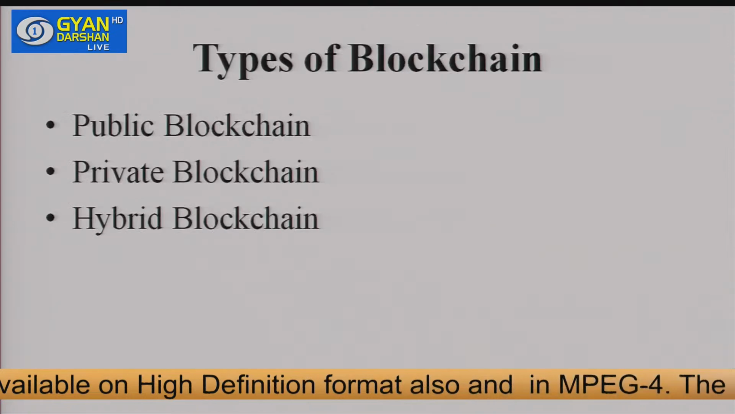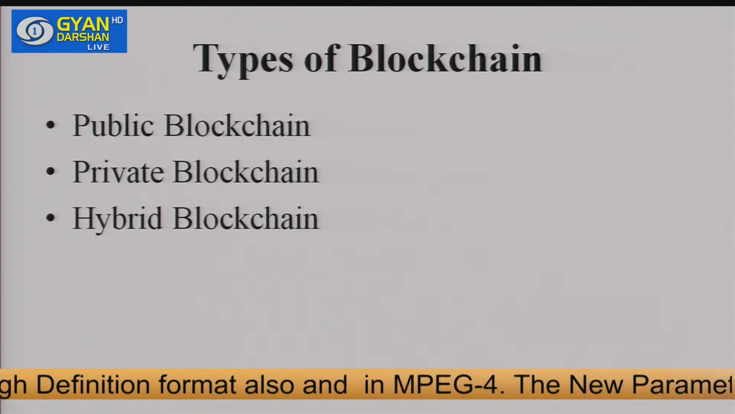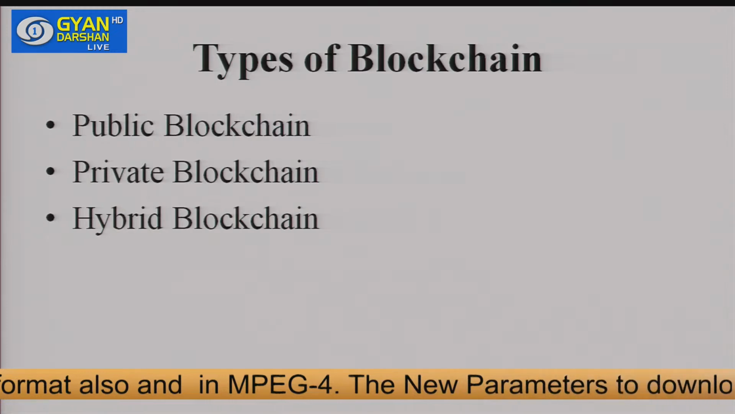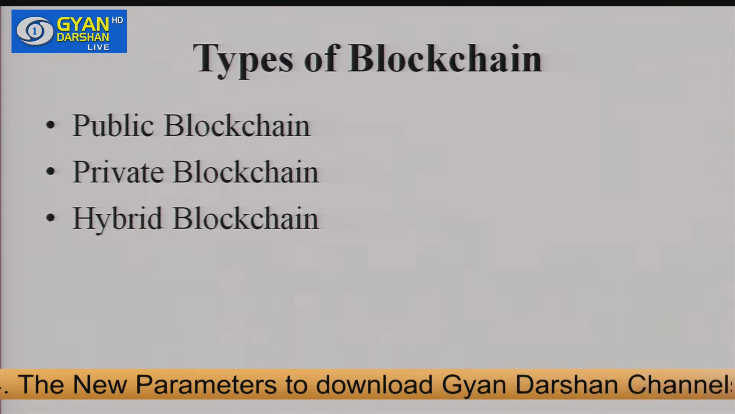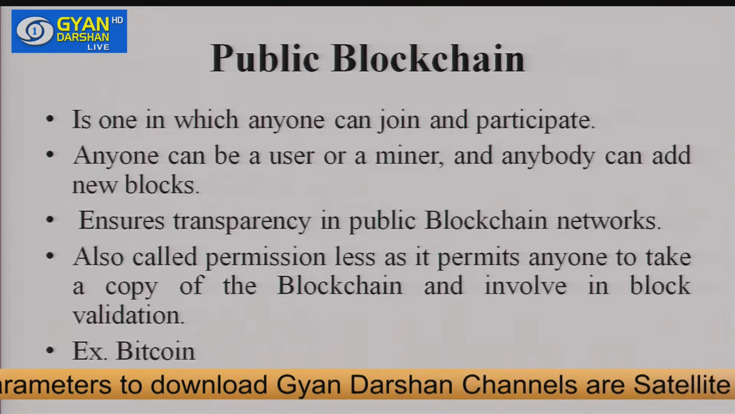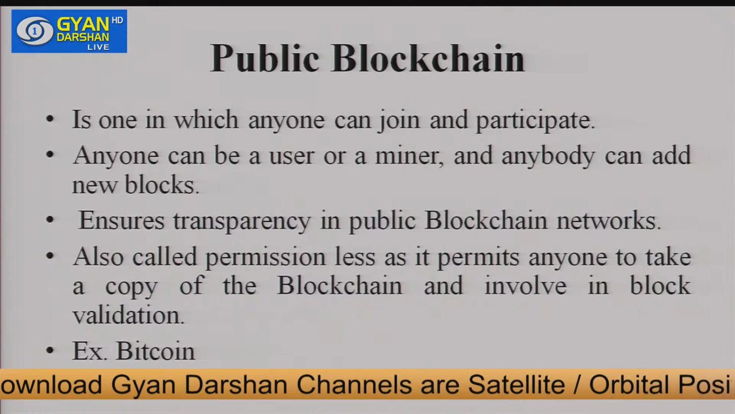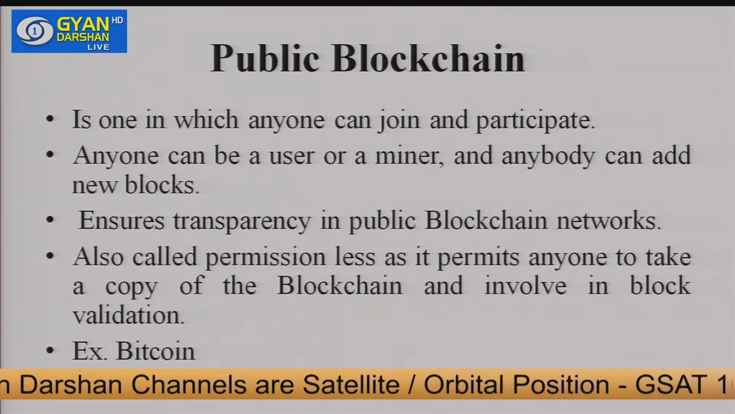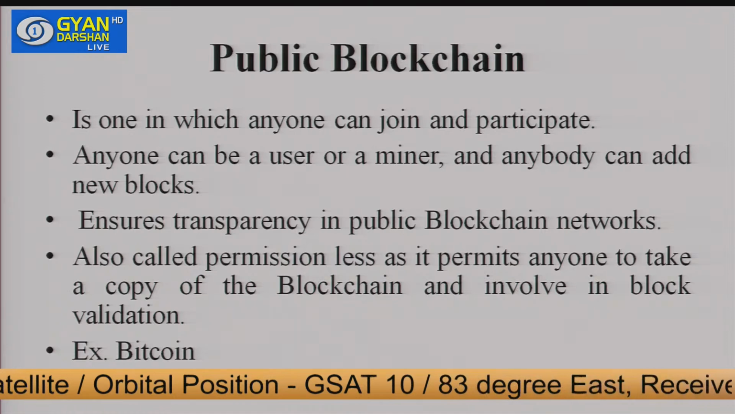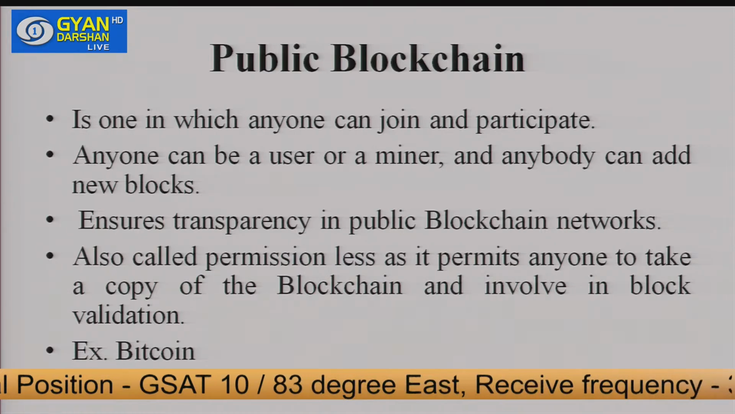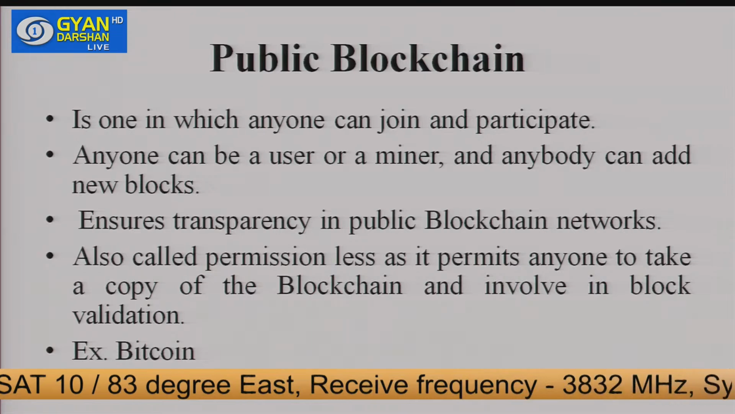Then types of blockchain technology. There are 3 types of blockchain technologies. One is public blockchain, then private blockchain, then hybrid blockchain. What is a public blockchain? It is one in which anyone can join and participate. So in this type, Bitcoin is the first application of public blockchain.